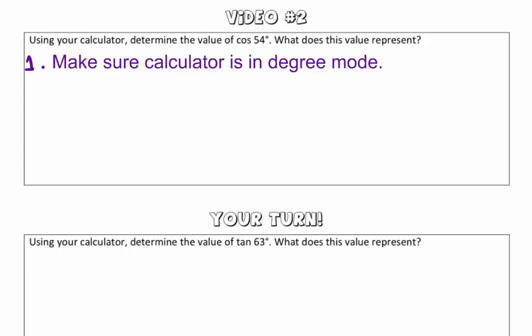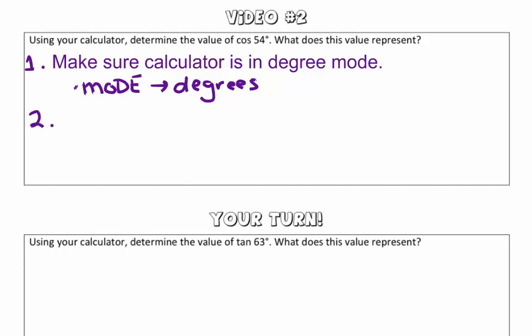So to do that, what you're going to do is you're going to click mode on your calculator, and then just change it and make sure that degrees is highlighted. If it's already highlighted, you are good to go. If it's not, just scroll over, hit enter, and then you can exit out of that screen.